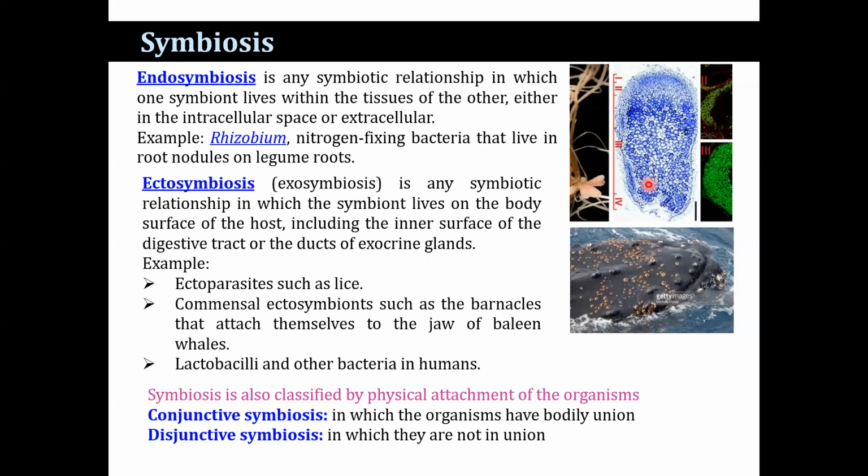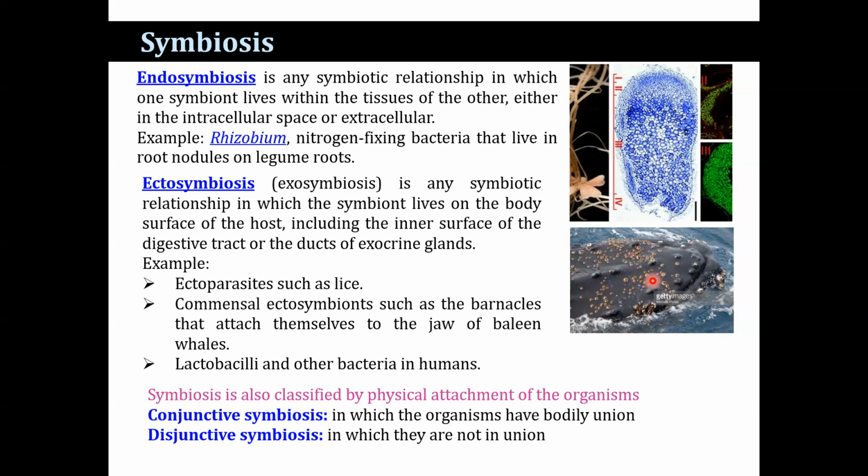And another, ectosymbiosis, also known as exosymbiosis, is a symbiotic relationship in which the symbiont lives on the body surface of the host, and that present on the inner surface of the digestive tract or ducts of any exocrine glands. You know that lice are ectoparasites on humans, and commensal ectosymbiosis, such as the barnacles that attach themselves to the jaw of baleen whales, and the lactobacilli and other bacteria in humans also show exosymbiosis.